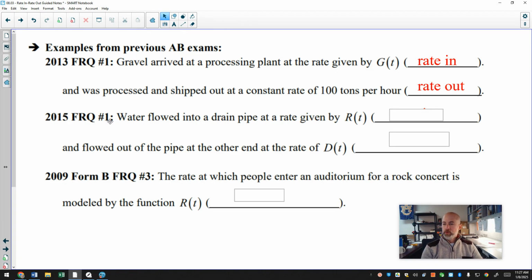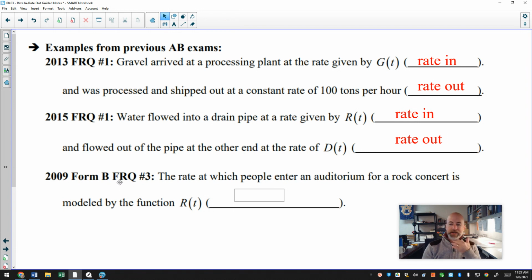In 2015, we were looking at water going into a drain pipe that was partially blocked or something like that. So water went in at one rate, R of T, and it drained out of the other end at another rate, D of T. So that'll be your rate out. So we have a rate in and a rate out.